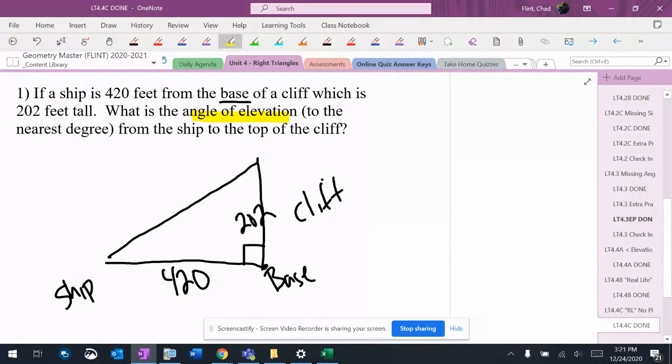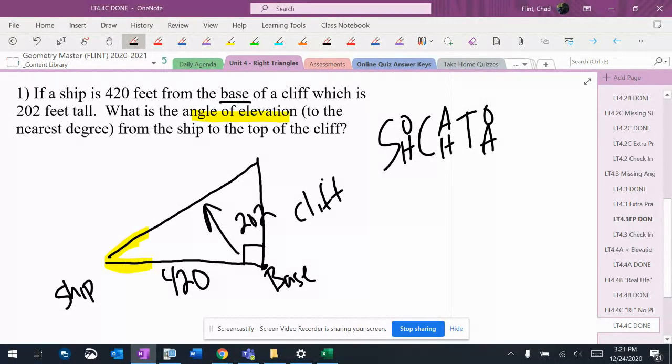It says, what is the angle of elevation? That would be that angle right there, to the nearest degree. All right, everything's in the right spot. This now becomes my standard sine, cosine, tangent problem or Pythagorean theorem. It has an angle in it, so that means it's definitely a sine, cosine, tangent problem. So I'm going to write my SOHCAHTOA on there. And then I got to label stuff and figure out which one it is.